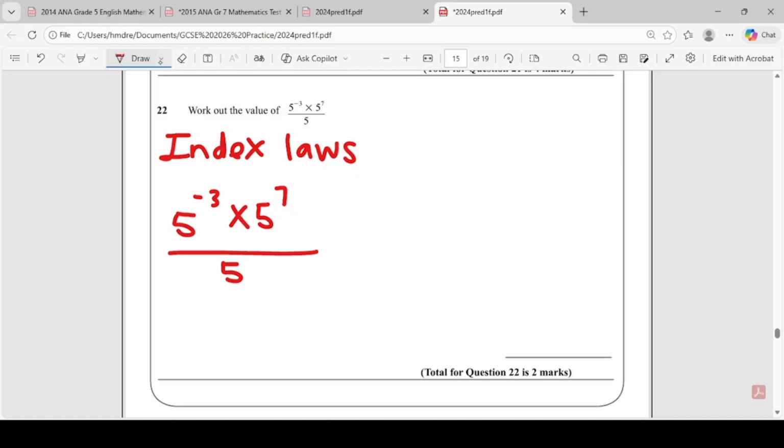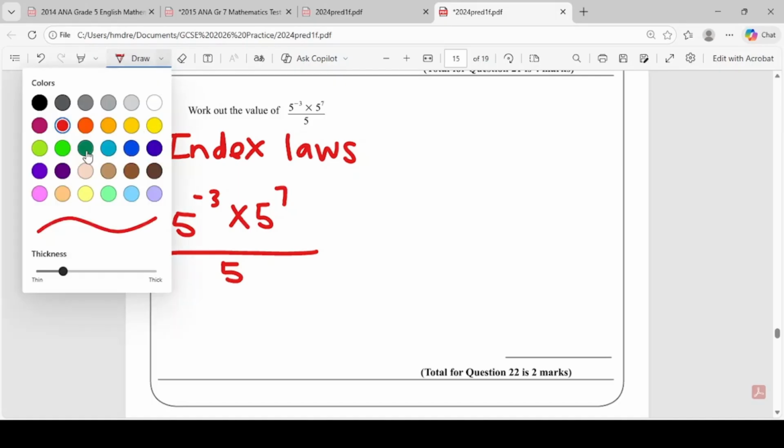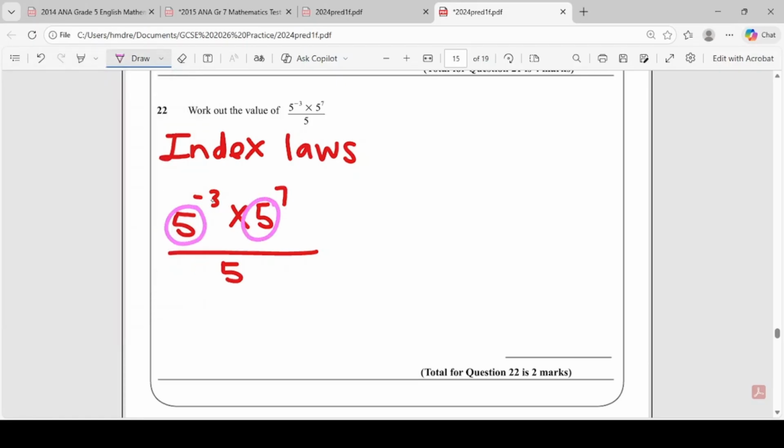If we look at the top first, our index laws tell us that if we are timesing two numbers like this and the bases are the same, we can just add those exponents. So that is our first index law. So we can just say 5 to the minus 3 add 7, and the base we haven't done anything to yet. If we simplify that, minus 3 add 7 is 4. So 5 to the 4 over 5. This 5 doesn't have a 1, but it is 5 to the 1.